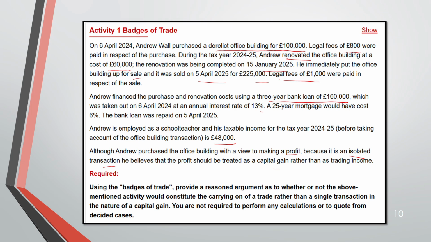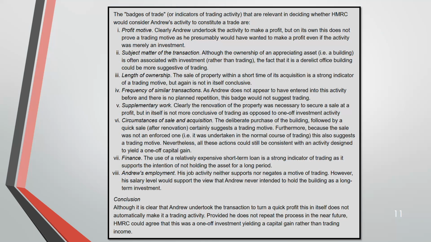Now you, using the badges of trade that you have just learned in the previous slides, have to give reason whether it is a trading income or a capital gain. You are not required to perform any calculations or to quote from any decided cases. You have to apply all that here. Okay, so let us go here.